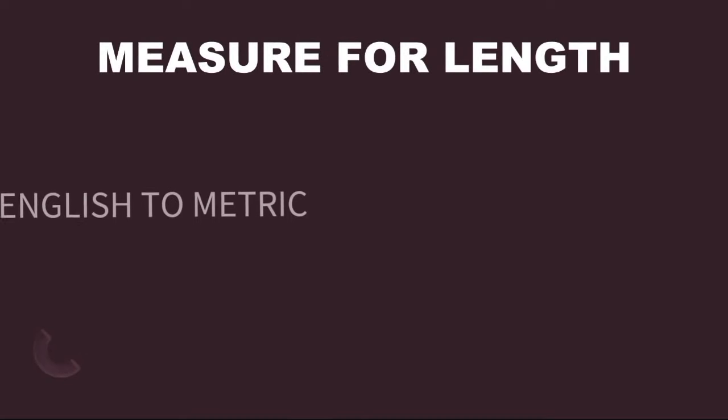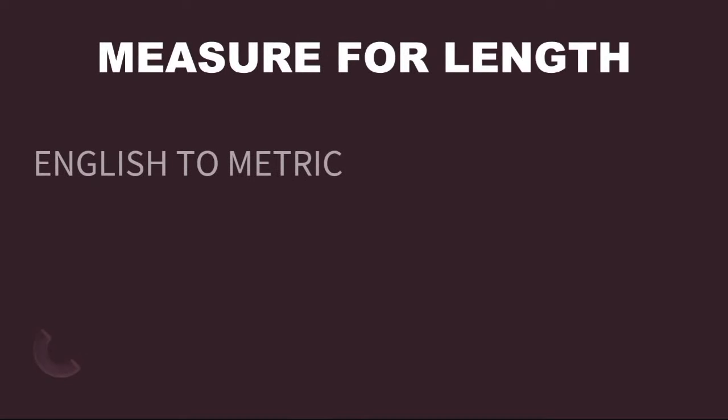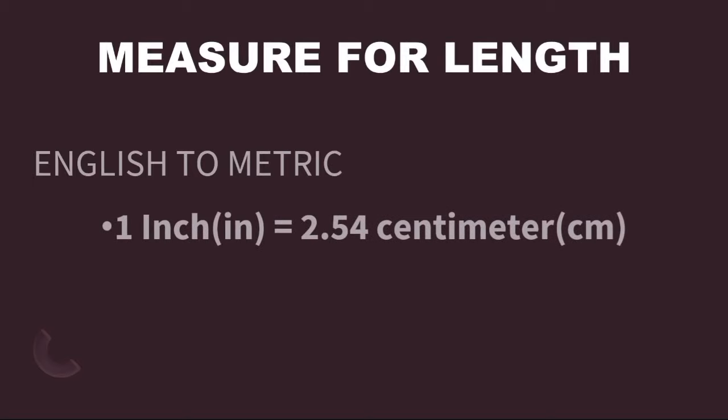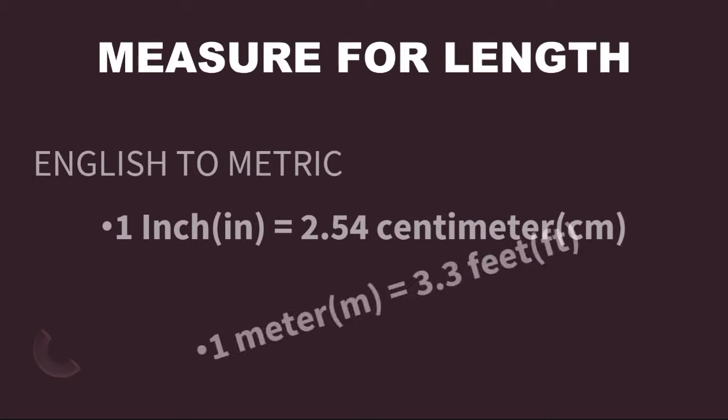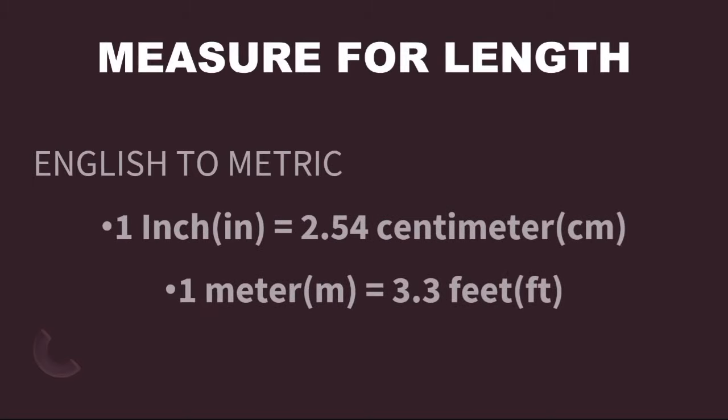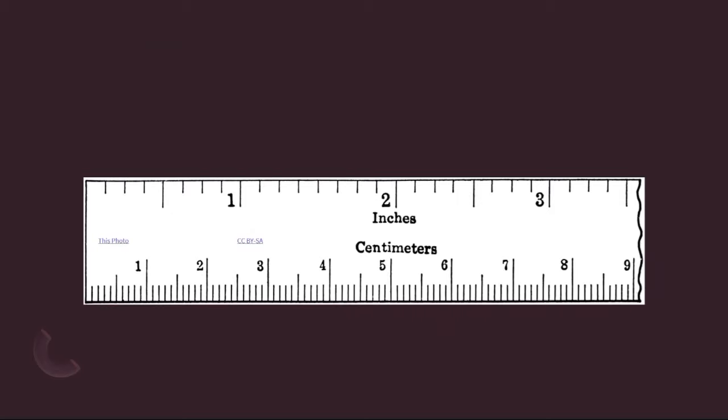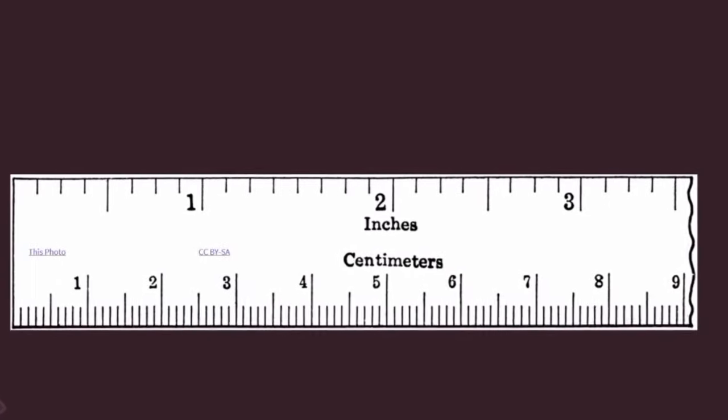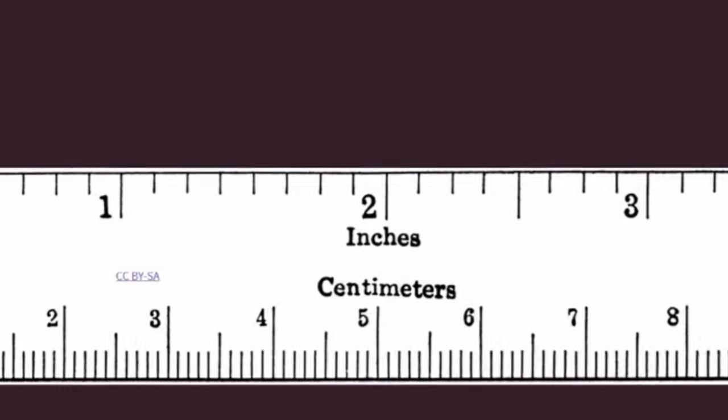Now, let's discuss measures of length from English to metric system. So, ito lang yung mga common. 1 inch is equal to 2.54 centimeters. 1 meter is equal to 3.3 feet. So, gamit ang ruler, ayan, yung inches, yung malalaking unit na nasa taas, and then yung centimeters, ito yung mga guhit sa ibaba ng ruler.